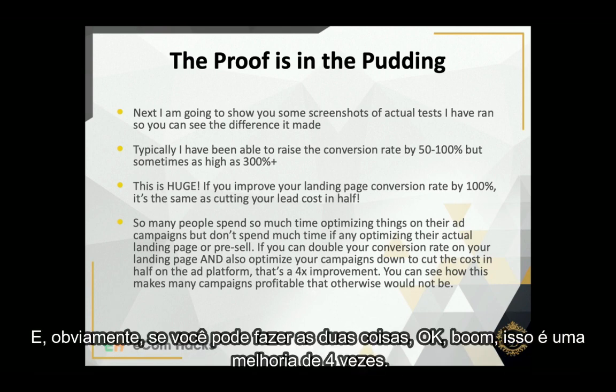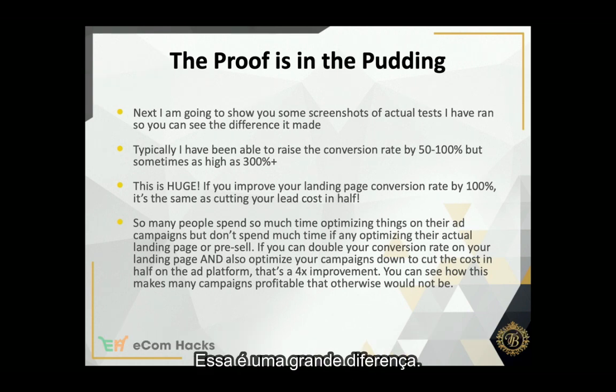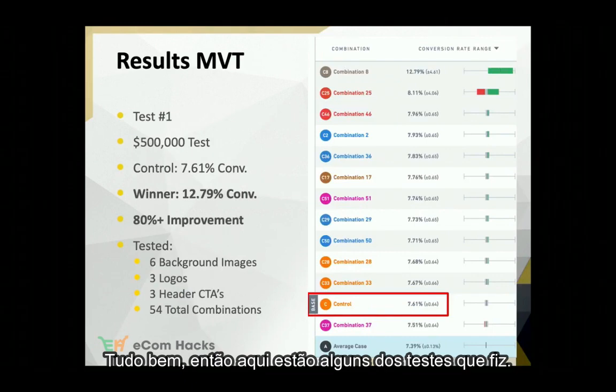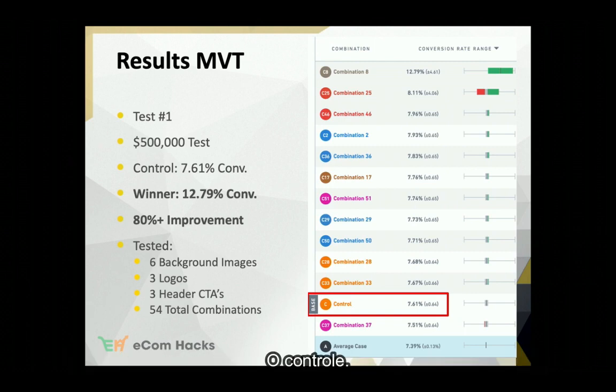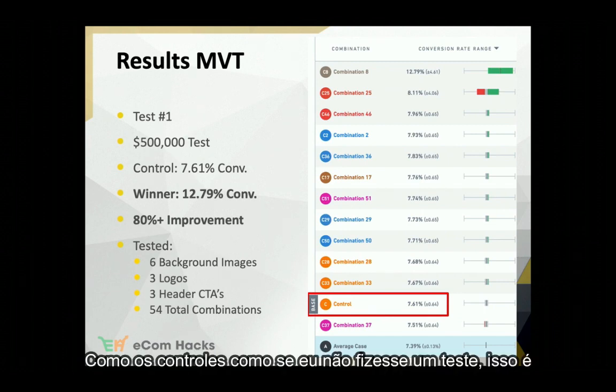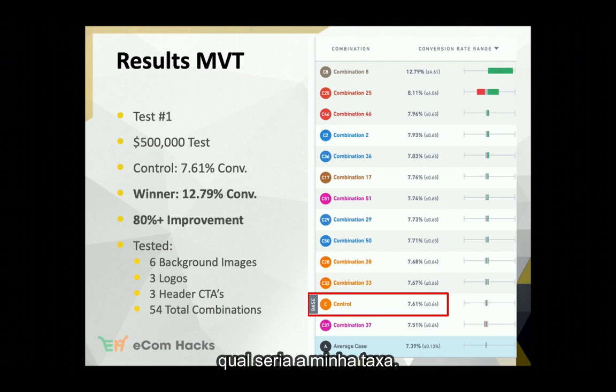And obviously, if you can do both, okay, boom, that's a 4x improvement. That's a huge difference. All right, so here's some of the tests I ran, okay? So you can see this is about a $500,000 test. The control means that is the original everything. That's my original image, my original headline. Like the control is like if I didn't run a test, that would be my rate.